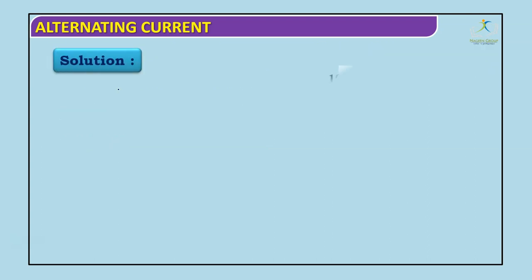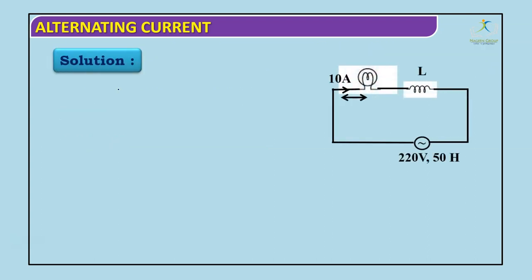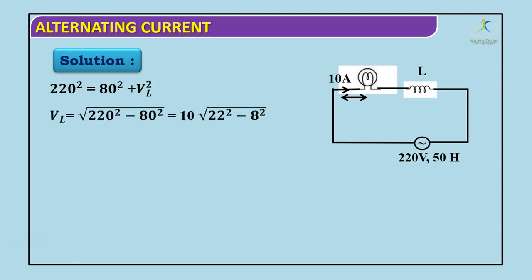Solution part: this is a circuit which we saw earlier. So V square, the main voltage 220 square, is equal to VR square plus VL square. For this situation, if I want to calculate the value of VL in magnitude, that will become 220 square minus 80 square. That means 10 under root 22 square minus 8 square. So VL will be I XL.